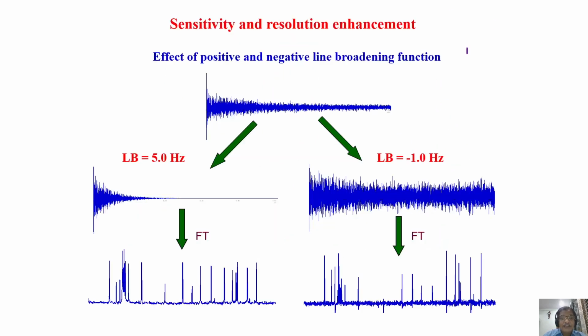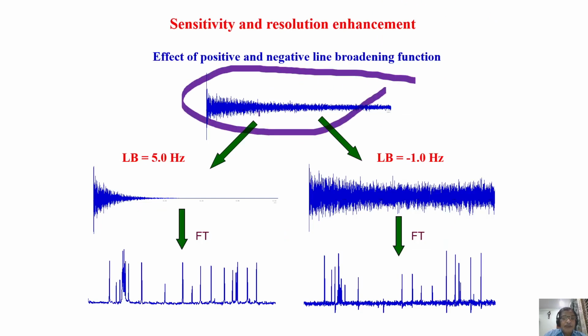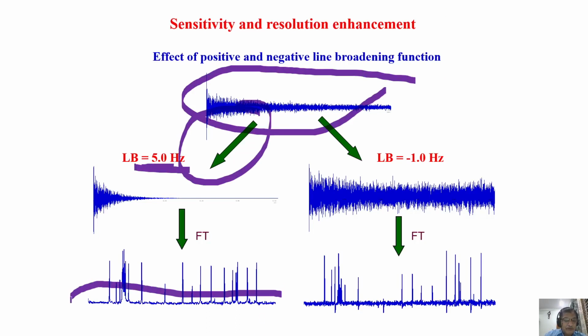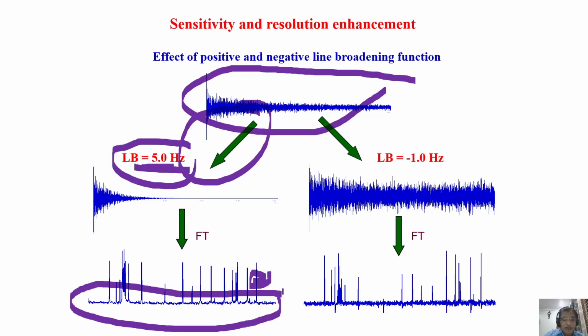Look at this one. This is an example of a situation. This is a realistic FID which I showed you. Multiplication by a line broadening function of nearly 5 hertz. Fantastic. You get a better signal to noise ratio. And each peak, of course, is increased in line width compared to the natural line width by 5 hertz. Every peak, line width is increased by 5 hertz.